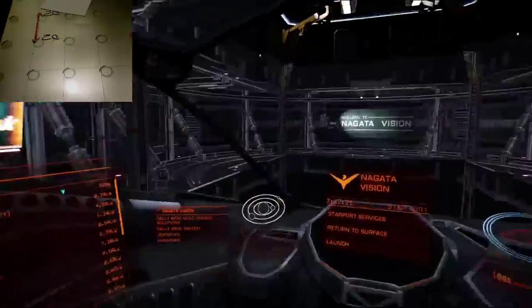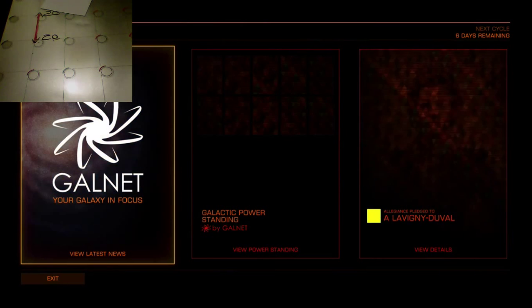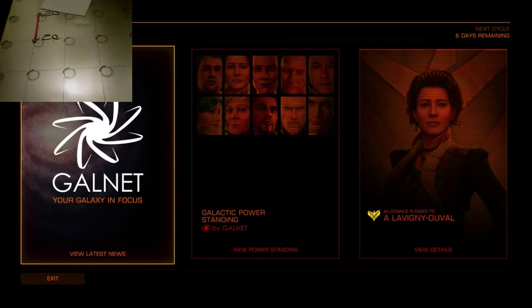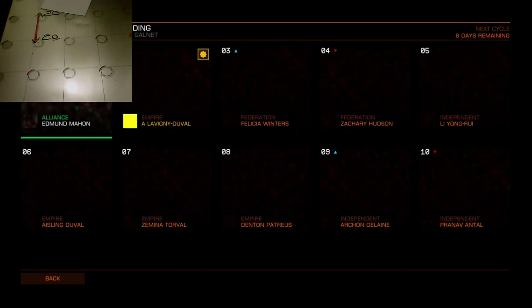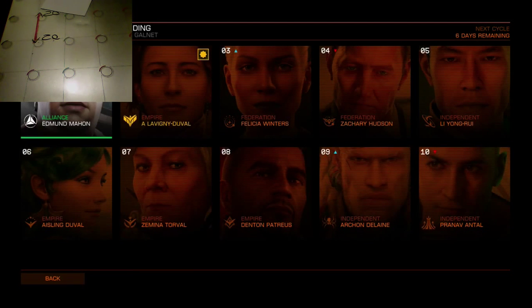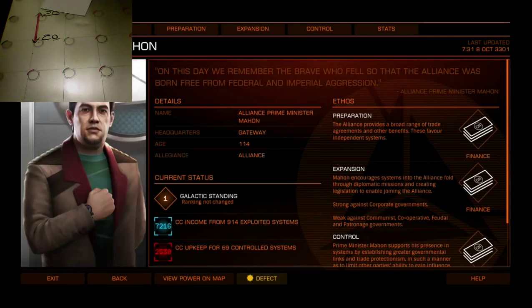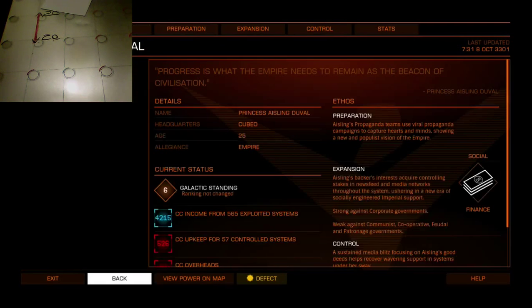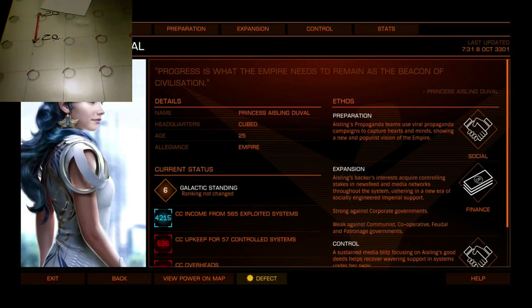the galactic powers, the leaders of those powers, don't really show their age. For instance, this gentleman here is 114 years old, and he looks to be in his maybe late 40s, early 50s, possibly a little older. This young lady here, she's 25, and she looks like she's still a baby.